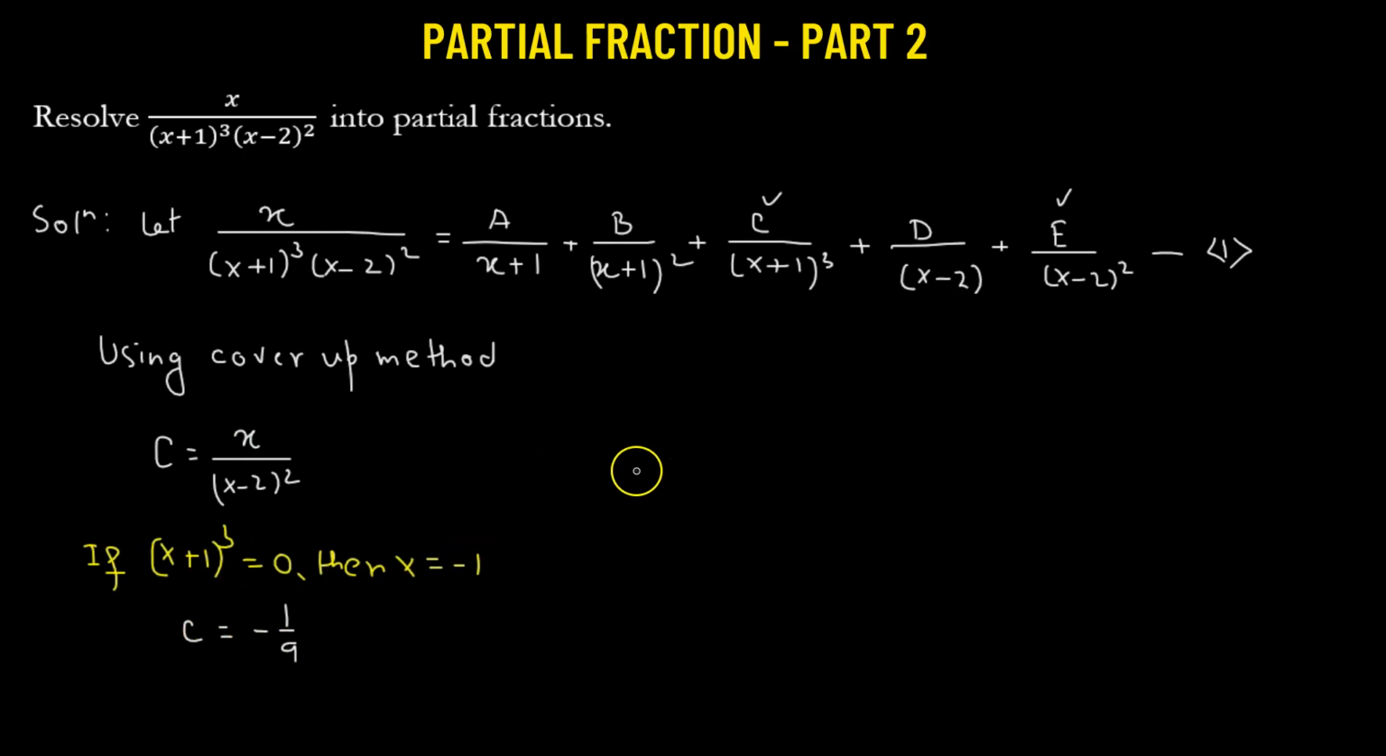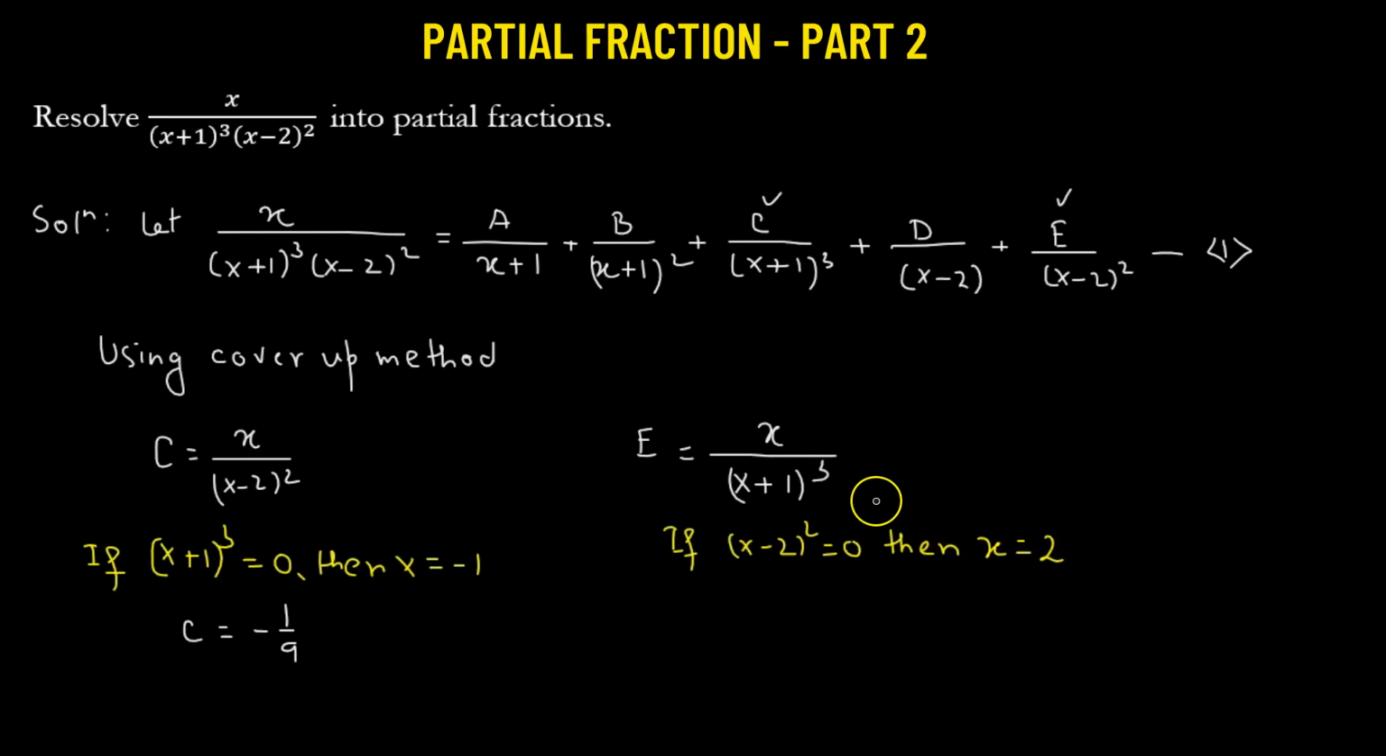Similarly, we can also use the cover-up method to find the value of e. For finding e, all we have to do is consider the original rational fraction, and here we're going to cover up x minus 2 whole square. That means in the denominator, we're going to have x plus 1 whole cube. So what we have done here, we have covered up x minus 2 whole square. If we suppose that x minus 2 whole square equals 0, then x will be equal to positive 2, and substituting this value in place of x, we're going to get the value of e, which will be equal to 2 over 27.